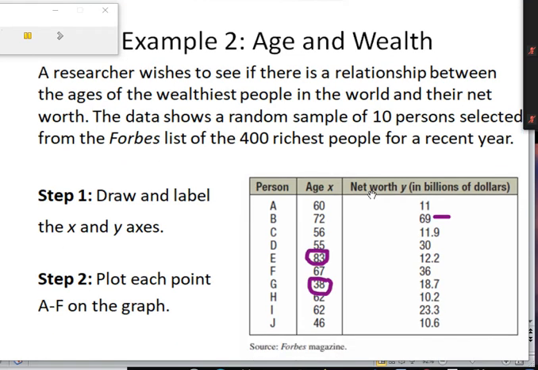Yasura, go ahead and read. Research wishes to see if there is a relationship between the ages of the wealthiest people in the world and their net worth. The data shows a random sample of 10 persons selected from the Forbes list of the 400 richest people for a recent year. Perfect. Thank you. You're good there. That's perfect.